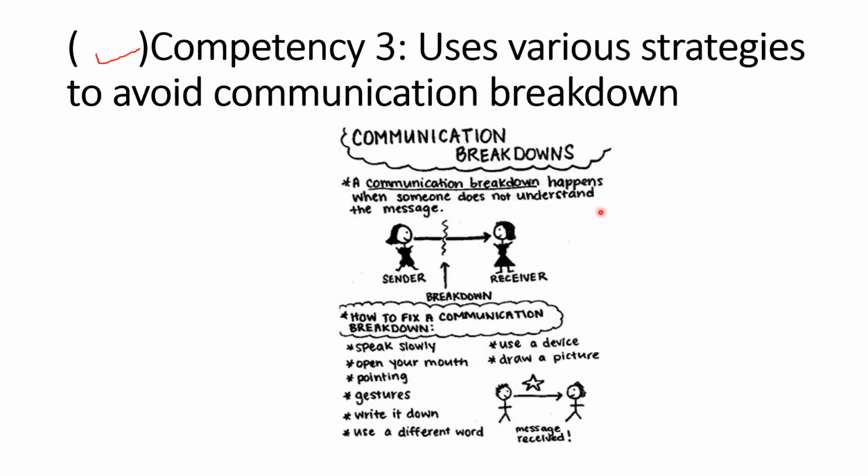So ito yung example ng communication breakdown. Ginawa lang siyang cartoonized version. So according to this, communication breakdown happens when someone does not understand the message. How to fix it? You can speak slowly, open your mouth, pointing gestures, write it down, use a different word, use a device, draw a picture. So, connected pa naman ito sa lesson natin. So, titingnan natin kung makokompirma nga kung ganito nga yung dapat gawin.